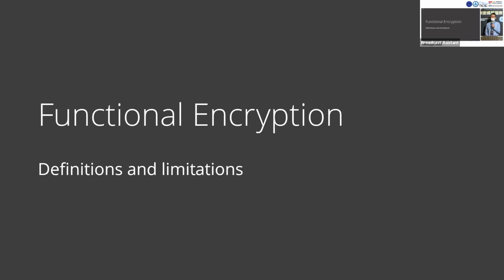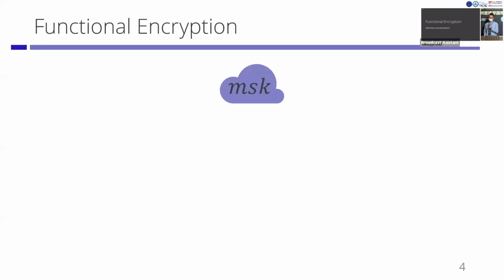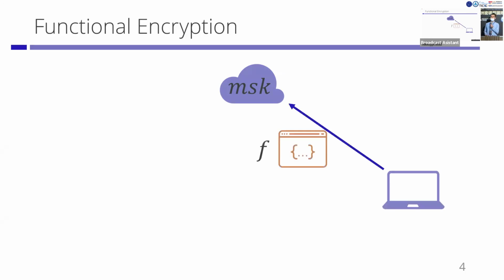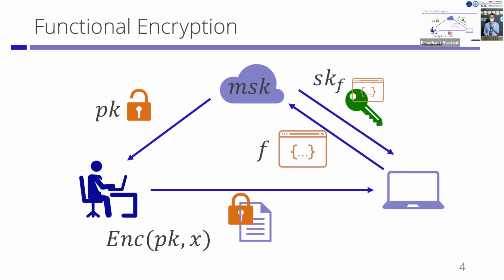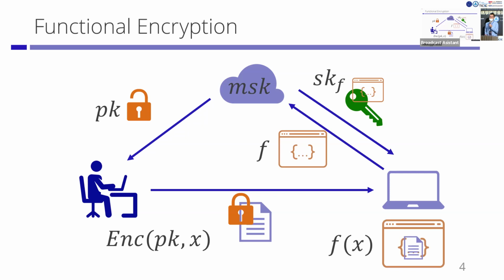Let's start with reviewing the classical FE and its limitation. In FE, a setup algorithm generates a master secret key, and a key generation algorithm takes function f and the master secret key, and outputs a functional decryption key SKF. In public key FE, at the encryption phase, the encryption algorithm takes the public key and plaintext X and outputs the ciphertext of X. In the secret key FE setting, we need the master secret key for this encryption. And if we have a functional decryption key SKF, we can compute f of X from the ciphertext of X. This is classical FE.